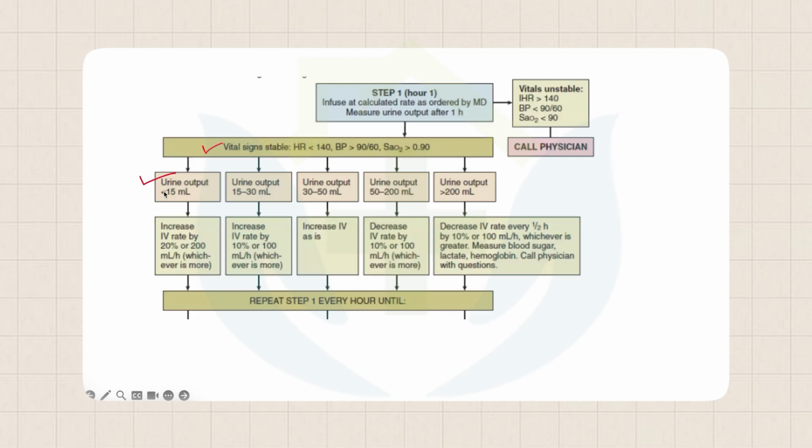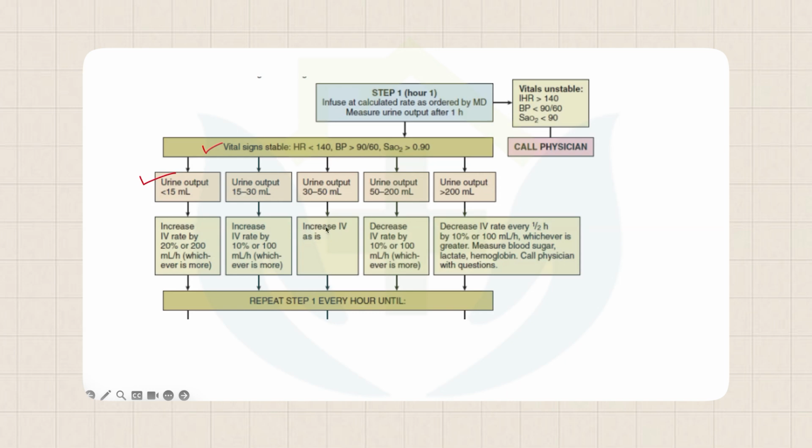You have to evaluate the patient, look for anything that you are missing, look for obvious signs of hypovolemia clinically, and then you have to increase the fluid rate by 20% or 200 mils per hour. If your urine output is there, but it is around 15-25, then you increase the fluid by 10% or 100 ml per hour. If it is between adequate 30 to 50, you keep the same rate.